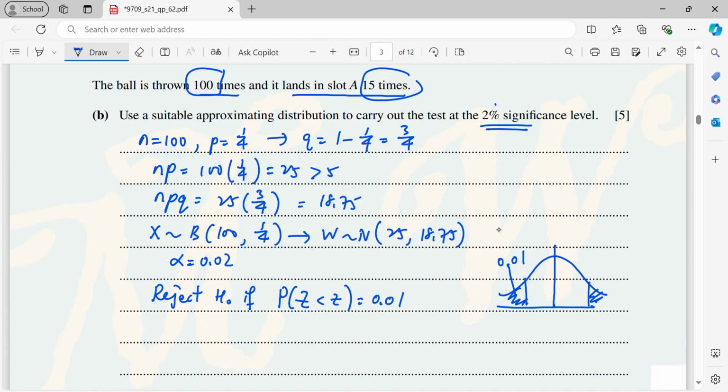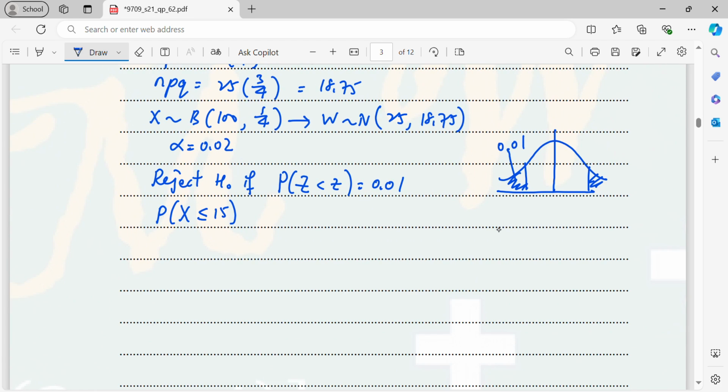Now you are considering 15 times landing in slot A, so P(X less than or equal to 15), because I'm considering one side. But we have approximated the binomial into normal, so we need to consider the continuity correction factor. Less than or equal to 15 means 15, 14, and so on. For the continuity correction, we can plus or minus 0.5 from the given X value, that is either 15.5 or 14.5.